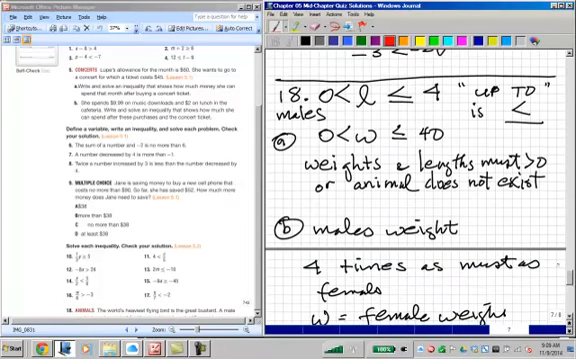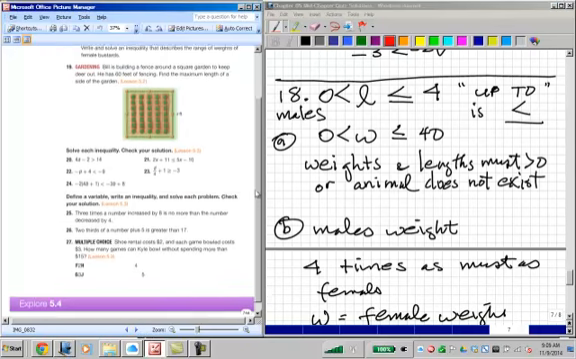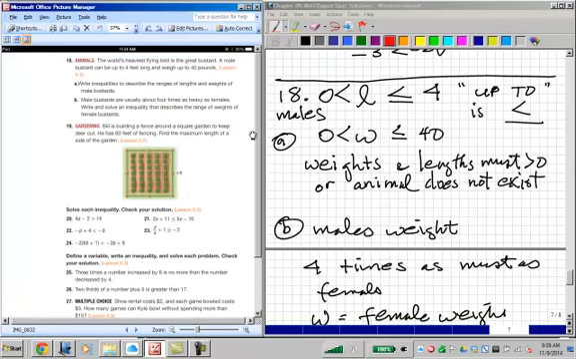Okay, 18. They want us to make some inequalities. The world's heaviest flying bird is the great bustard. A male bustard can be up to 4 feet long and weigh up to 40 pounds. Write inequalities to describe the ranges of lengths and weights of male bustards. Okay, so the length must be less than or equal to 4 and obviously greater than 0. W is less than or equal to 40.